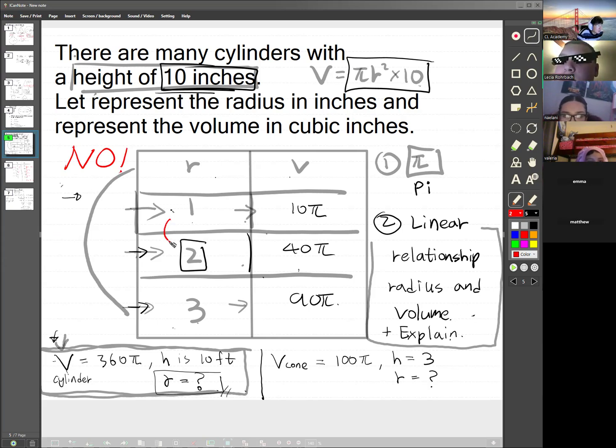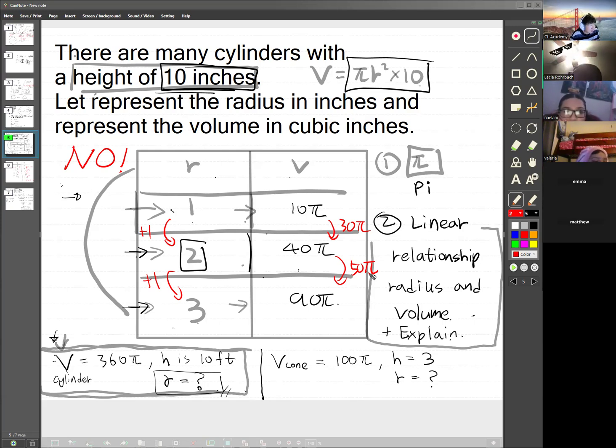Why? This one increased by 1, increased by 1, but this one increased by 30 pi, then increased by 50 pi. Hence, they don't have the same rate. So it is not linear.